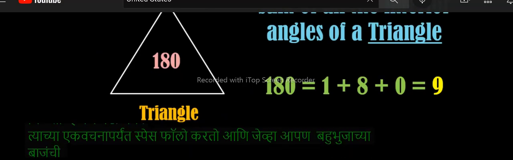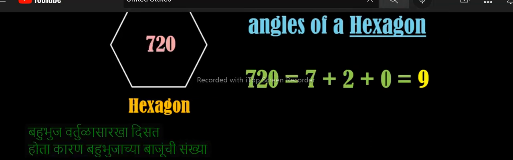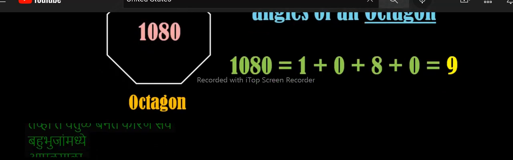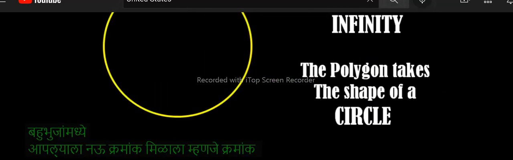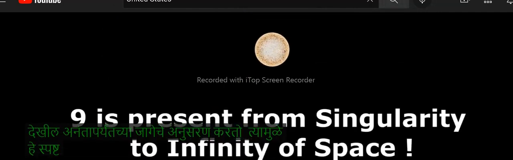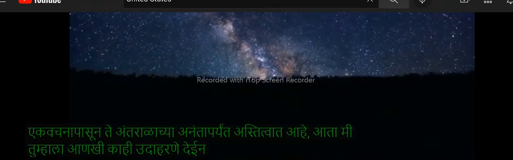And when we were increasing the number of sides, the polygon was looking like a circle. As the number of sides of the polygon approaches infinity, it becomes a circle. As in all the polygons we got number 9, it means number 9 also follows space up to infinity. So it is clear that number 9 is present from the singularity of space to the infinity of space. Now I will give you some more examples that will help you in believing that number 9 exists at all the places in the universe.